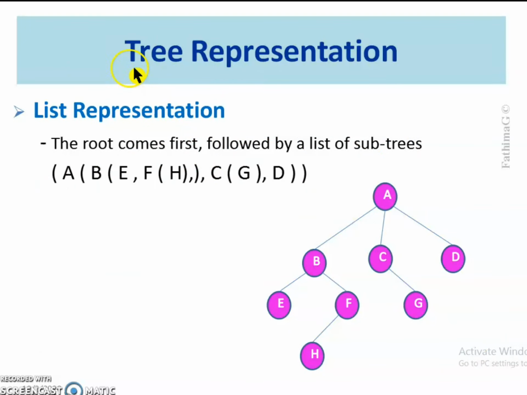Let us see how the tree is represented. There are several ways to represent the tree. One useful way is the list representation. Here, the tree would be written as the list. The root comes first, followed by the list of subtrees of that node. The list representation of this example tree is given as A, followed by the subtree B, followed by the subtree E, F, H, then C, then G and D, where the subtrees of each node is enclosed in parentheses.